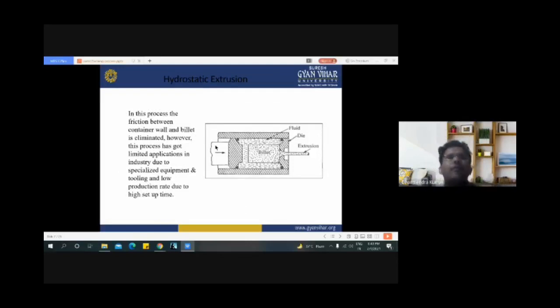Here, one type of extrusion is hydrostatic extrusion. The overall arrangement is similar to direct extrusion. Here, this is the position for the ram, and this is the billet. Here, some fluid is filled, which is helpful for applying force on the billet. Thus, our process is much smoother compared to direct extrusion. So because of the use of fluid in this section, this is known as hydrostatic extrusion.